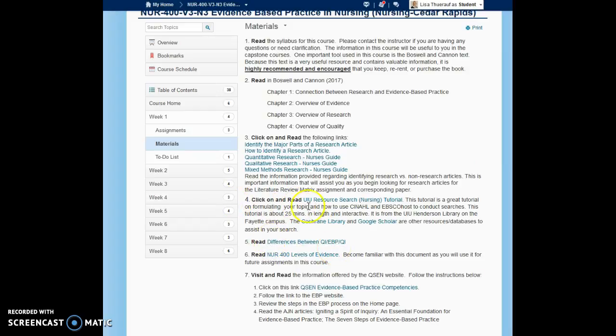And I highly recommend that you do this tutorial here. It was done by the Henderson Library, the library in Fayette. It talks about CINAHL, EBSCO, conducting searches. Please use the Henderson Library for interlibrary loans. They will not cost you anything. And if you're having trouble finding information on your topic of interest, librarians are excellent sources. If you have access to a medical librarian, even better. So just make sure that you are using all your resources.